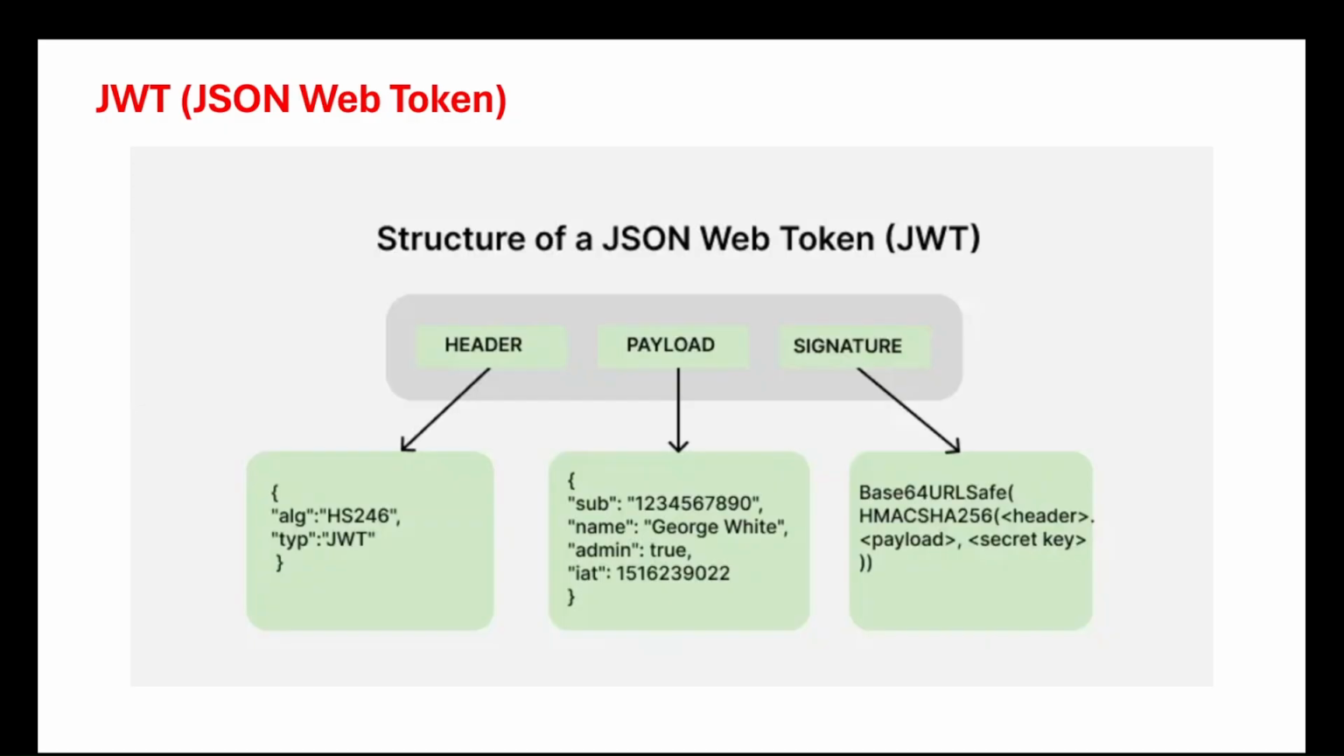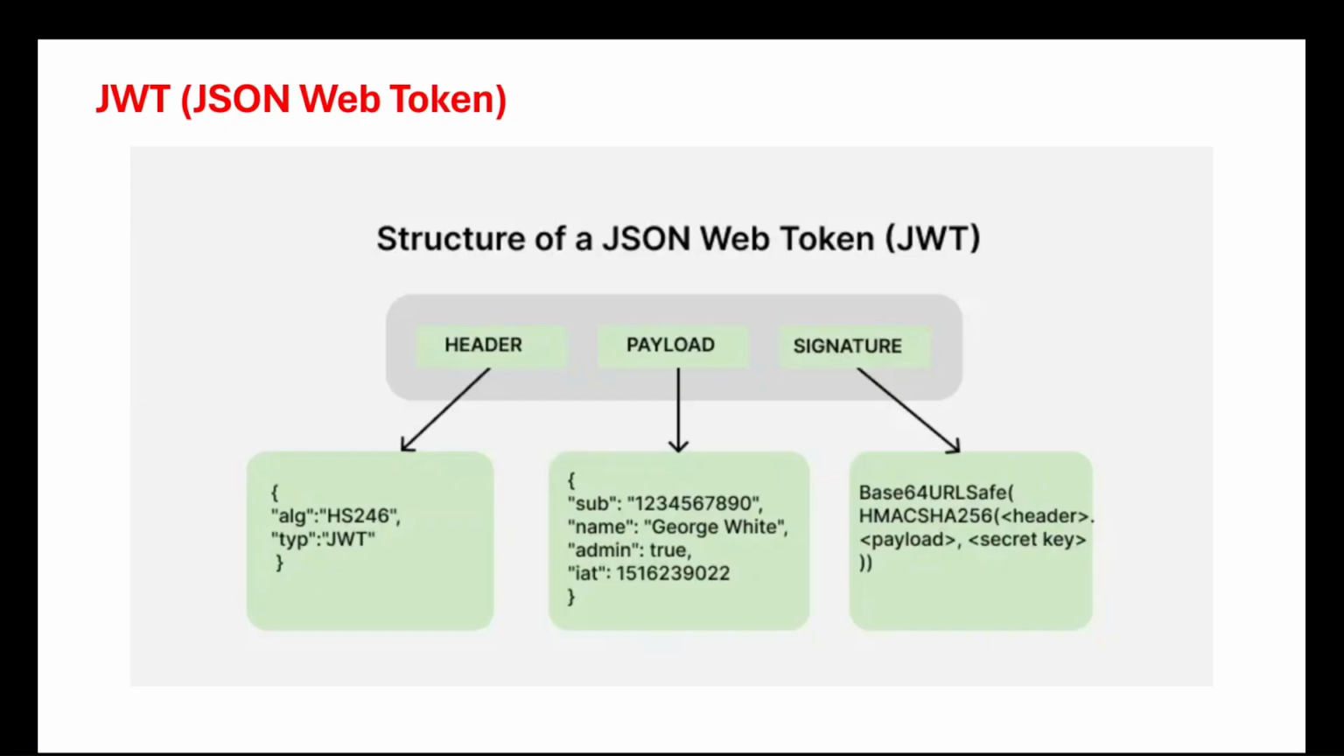Now let us understand what JWT is. JWT stands for JSON Web Token. It is a compact and secure way of transmitting authentication information between systems. A JWT token is generated after successful login and is used to verify user identity, access protected APIs, and maintain authentication without storing the session data on the server.